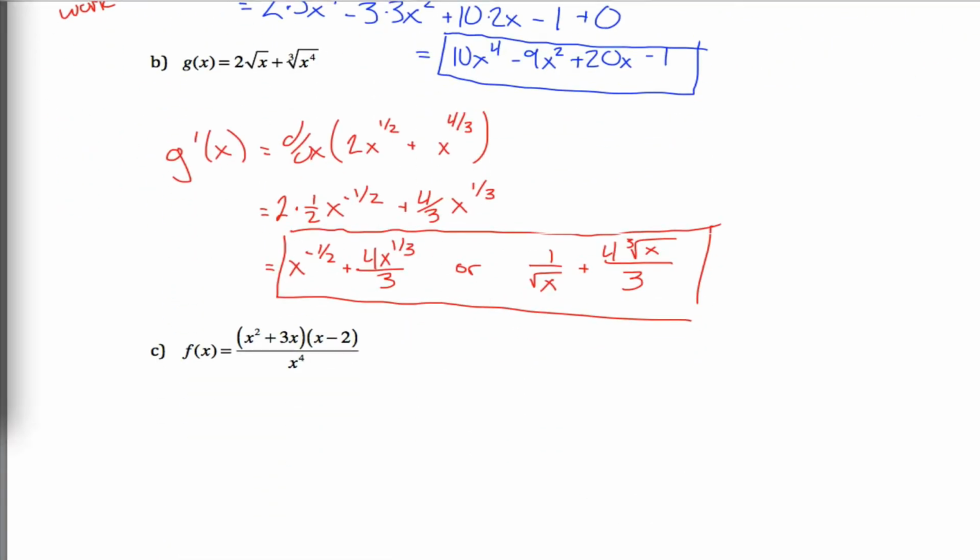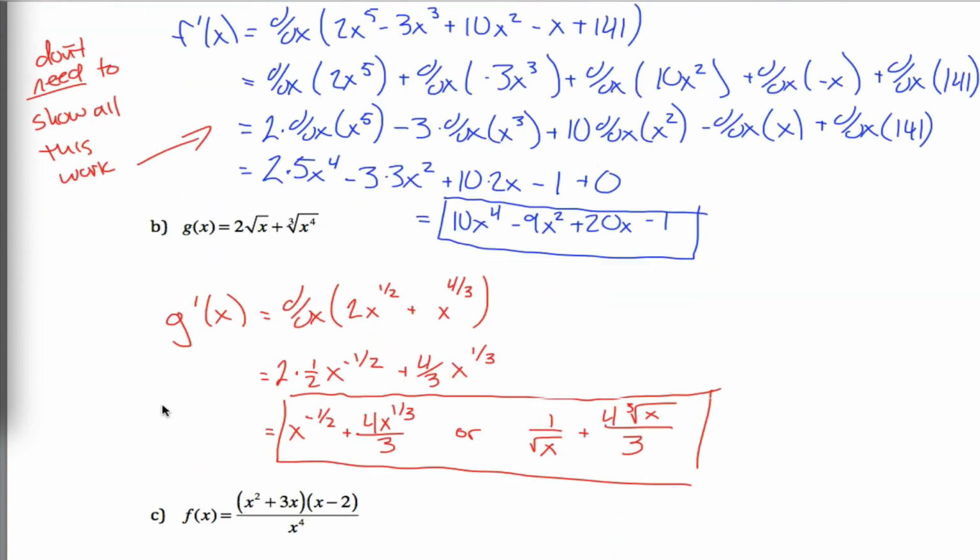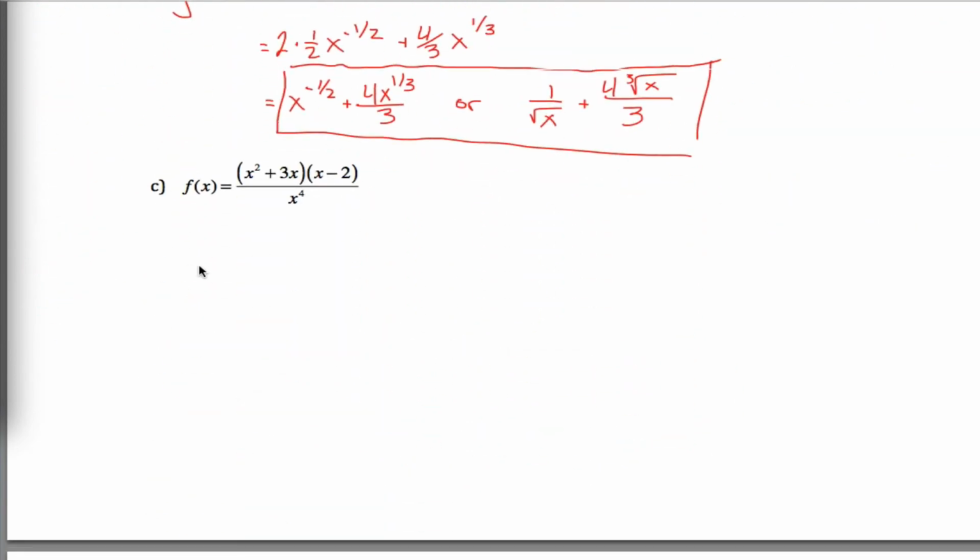All right, part C. Guess we're back to F's here. Fine. What do you do here? What do you have when you have stuff multiplied together or divided? Well, it turns out you use the product rule and the quotient rule. However, we haven't learned the product rule and the quotient rule yet, so we can't use them because we haven't learned them.